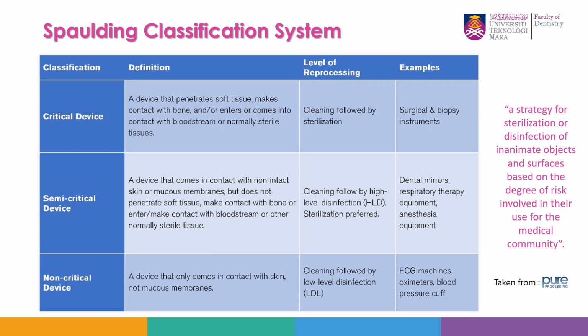So for the critical device, the examples are surgical and biopsy instruments, yes, very much related to dentistry. Semi-critical devices, dental mirrors, because they contact the skin or the mucous membrane, which is the mouth, right? But they don't penetrate the mucous membranes, okay? And then the non-critical device is a device that only comes in contact with skin but not mucous membrane, for example, the oximeters, ECG machines, blood pressure cuff. So that one has a minimal cleaning technique or method, okay?